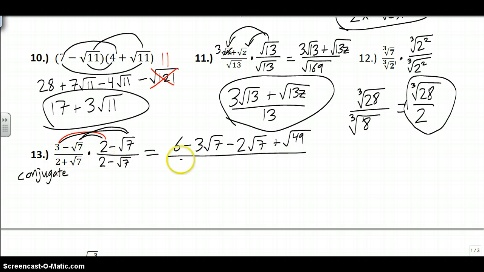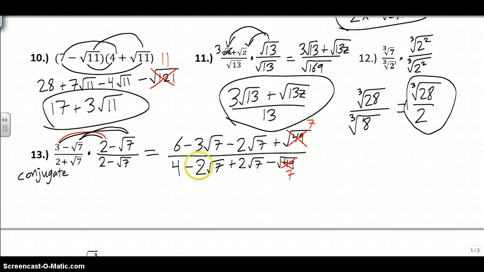On the bottom, 2 times 2 is 4. 2 times negative square root of 7 is negative 2 square root of 7. Square root of 7 times 2 is 2 square root of 7. And square root of 7 times negative square root of 7 is negative square root of 49. So that's multiplying. Once again, square root of 49 is 7, so be careful.